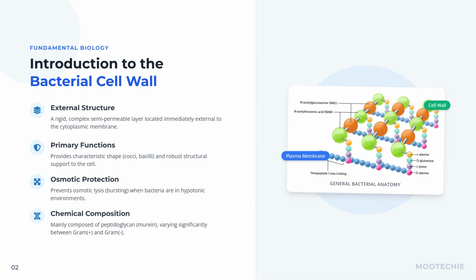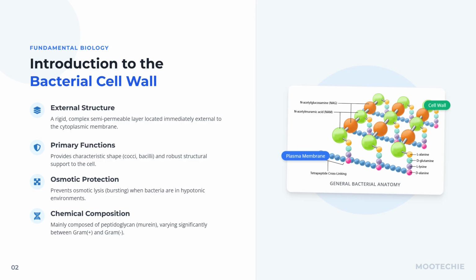Primary functions. Provides characteristic shape like cocci or bacilli and robust structural support to the cell. This is why a staphylococcus is round and a bacillus is rod-shaped. Without this wall, bacteria would lose their form and integrity.